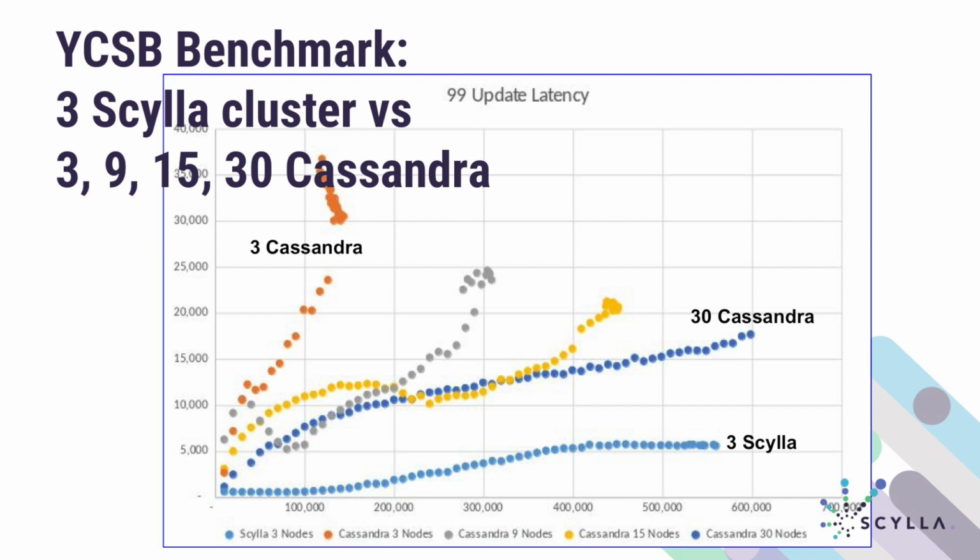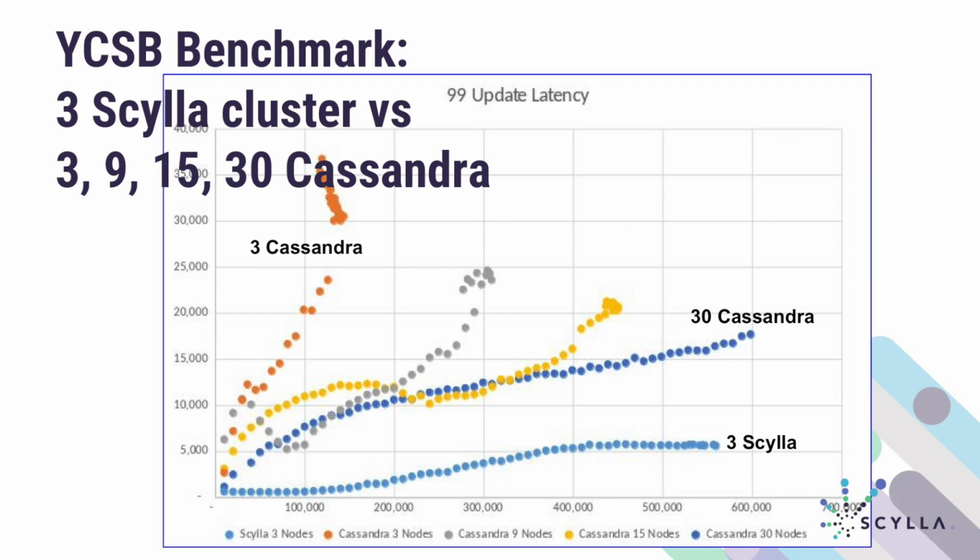This is YCSB workload A, 50% updates, 50% reads. We tried out all of the workloads and also even a very large database, and the gap even grew further than the gap that I present here.